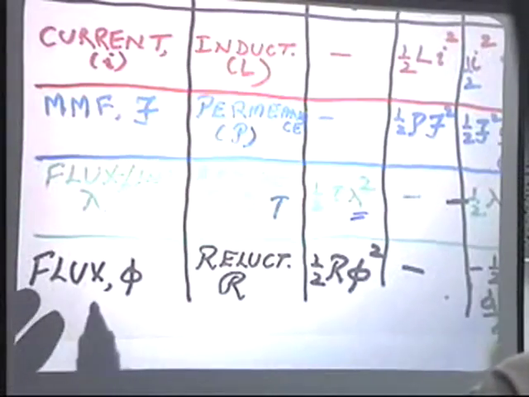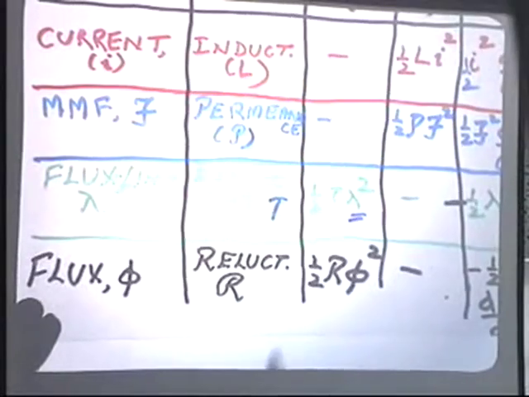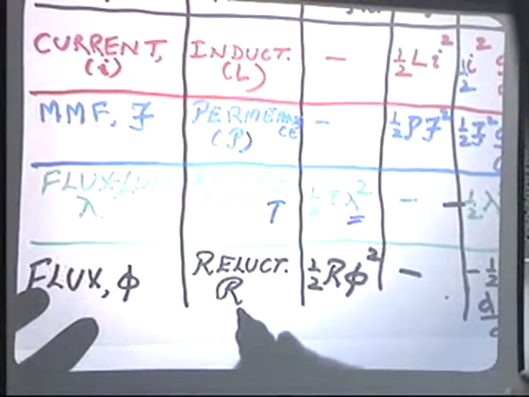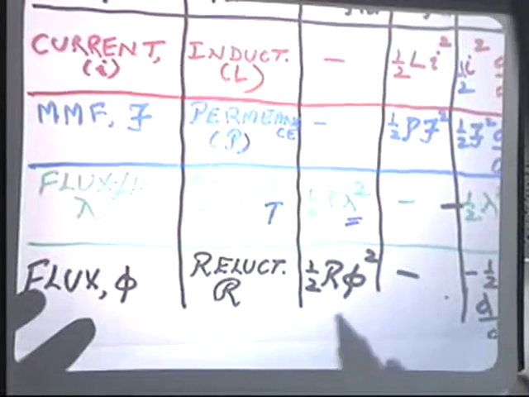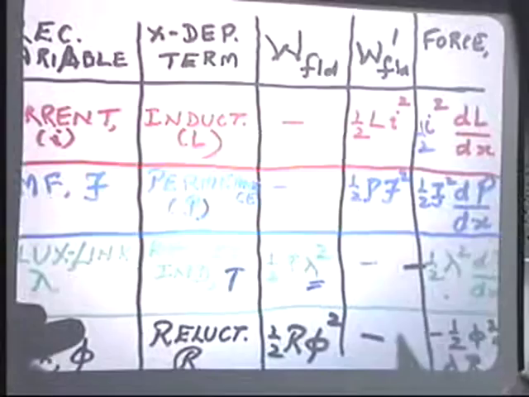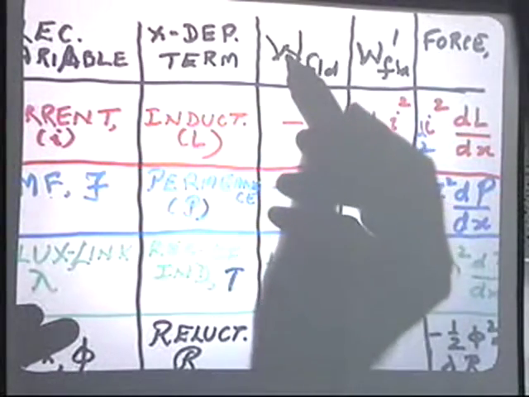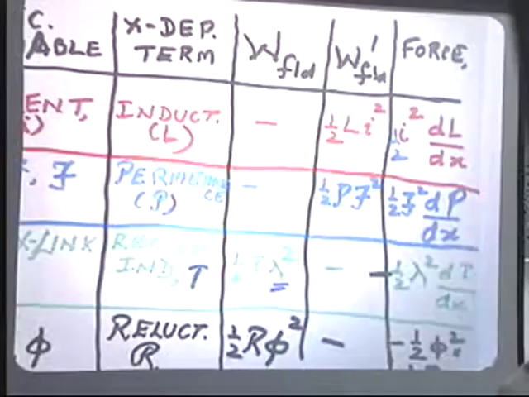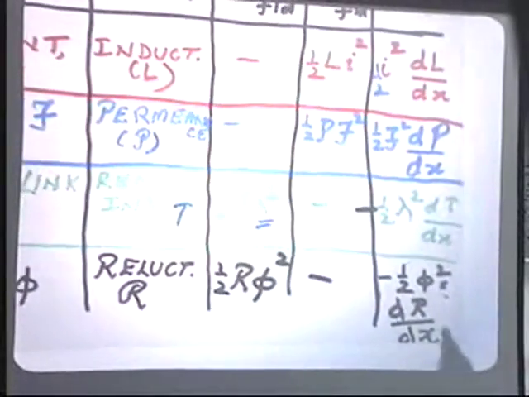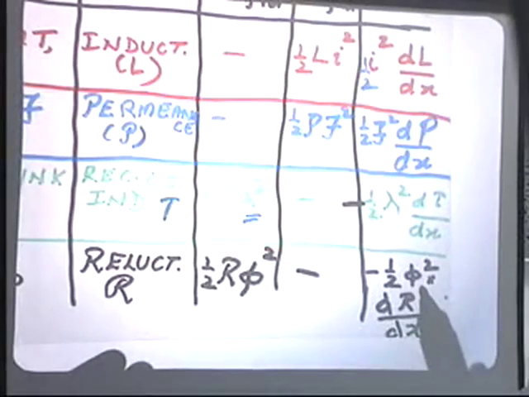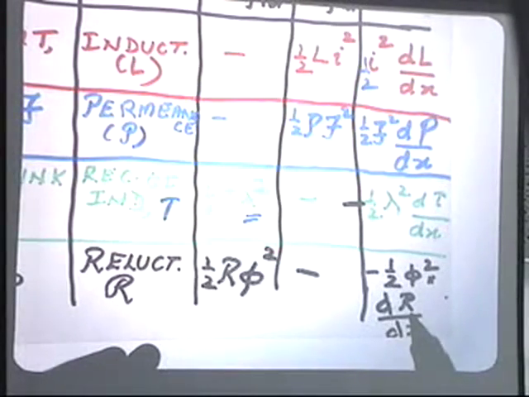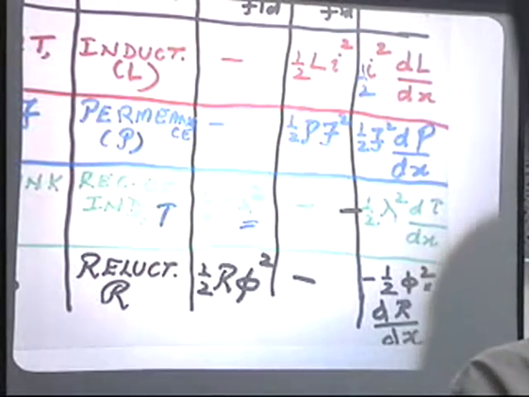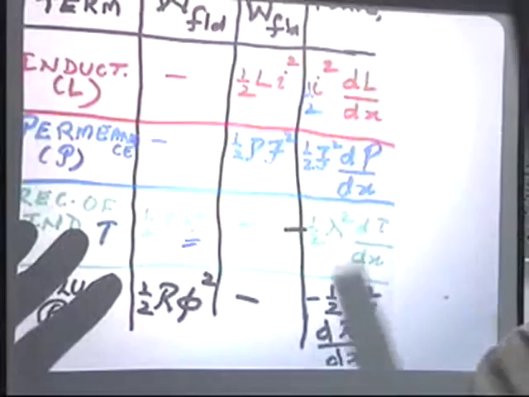Now lastly, supposing you represent in terms of flux phi, and then the x dependent term is reluctance R here, and the expression for energy is now going to be the stored energy W field, not W field dash, because you are expressing in terms of phi. That is half of reluctance into phi square. So what will be the force expression? It will be half of phi square into d by dx of that reluctance.